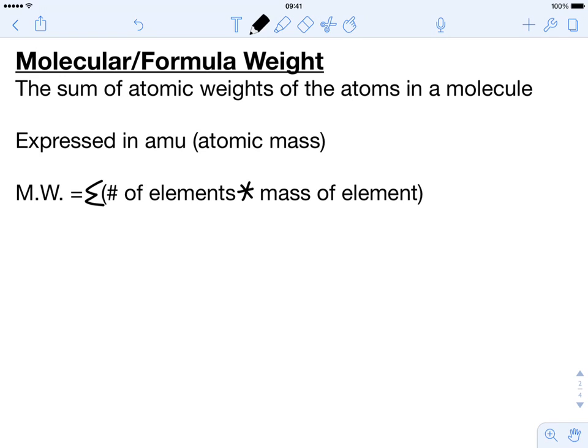Now, how we figure out the molecular weight of something is we take the number of atoms of an element we have in the molecule and we multiply it by the mass of that individual element. And then we just add that together for however many elements we have. So let's look at an example because I think it'll make a little bit more sense to you guys. So let's say we have a molecule of ethane, which is C2H2. Now, we want to figure out how much this molecule of ethane weighs. And to figure that out, we figure out the molecular weight.